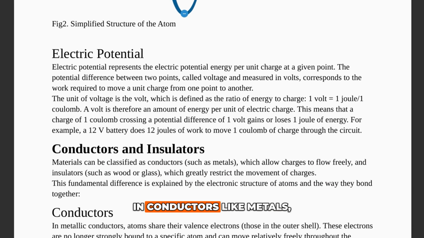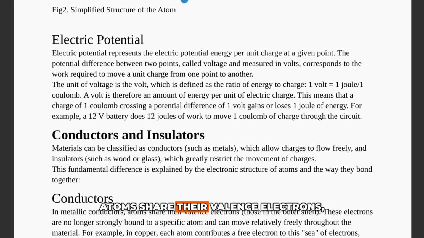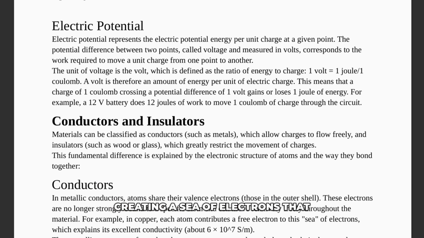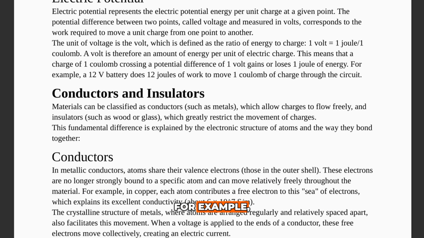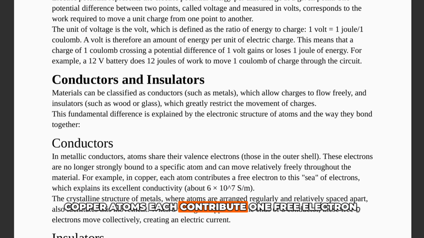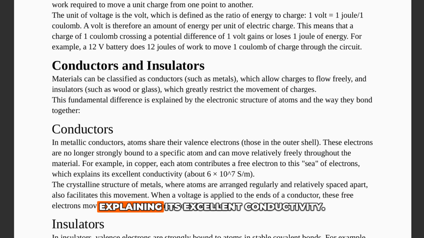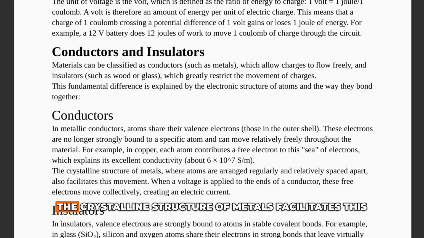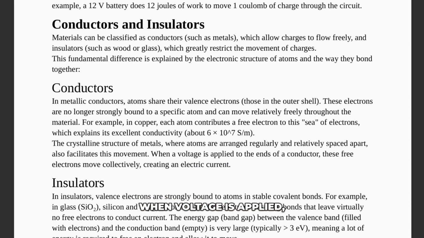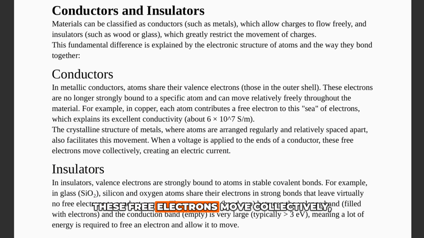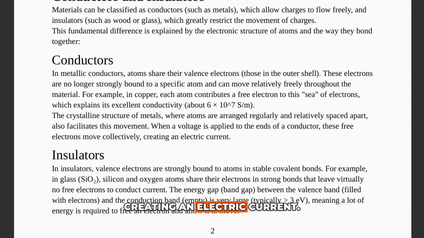Conductors and insulators. Materials can be classified as conductors or insulators, based on how freely they allow charges to flow. In conductors, like metals, atoms share their valence electrons, creating a sea of electrons that can move freely throughout the material. For example, copper atoms each contribute 1 free electron, explaining its excellent conductivity. The crystalline structure of metals facilitates this movement. When voltage is applied, these free electrons move collectively, creating an electric current.